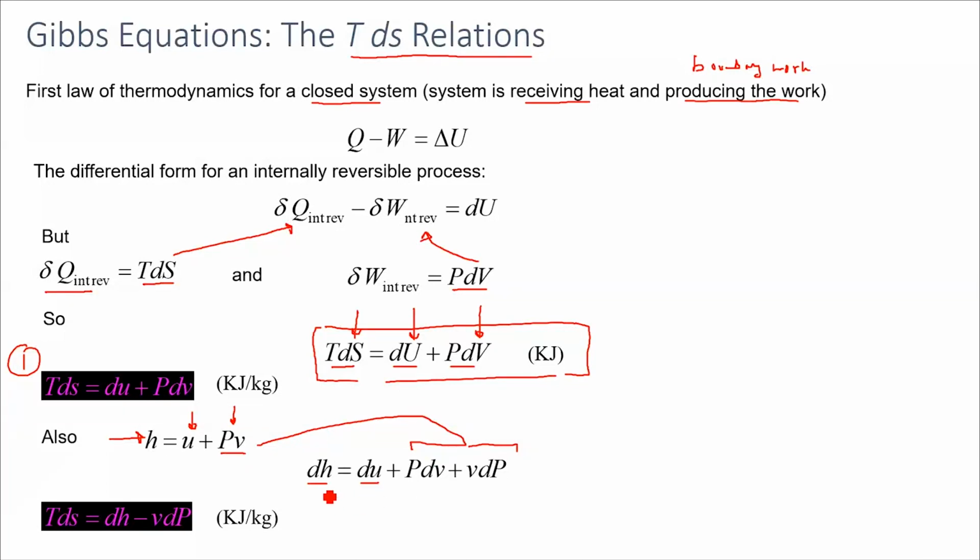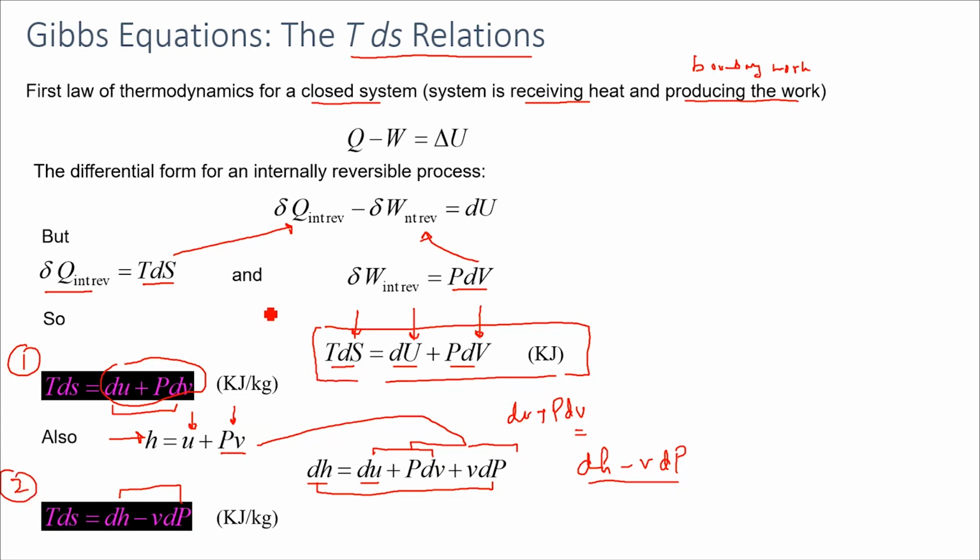Now, if we try to compare this expression with this expression, you know du plus pdv is essentially dh minus vdp. So we can replace this whole form with dH minus VdP. dH minus VdP, this is the second TdS relationship. Is this clear to you? Are the relationships clear to you? All right.